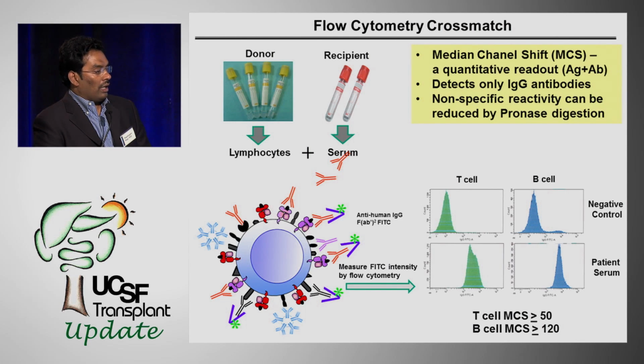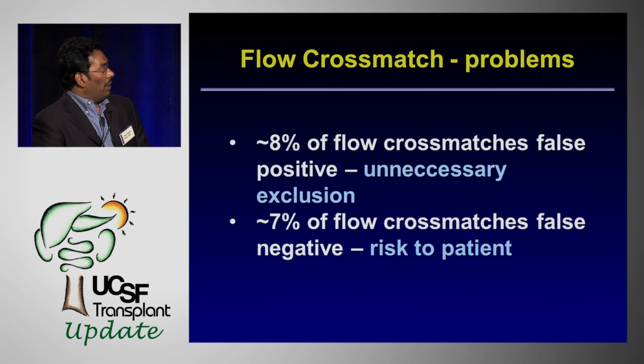But still, there are a lot of false positive and false negative cross-matches. So 88% of the flow cross-matches are false positives. That means you would avoid a transplantation unnecessarily. Then 7% of the flow cross-matches are false negatives. That means if you have a DSA, it's not going to be detected in the cross-match. So still we need a more refined cross-match.